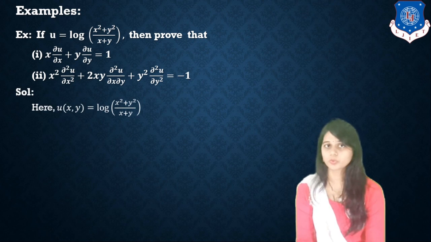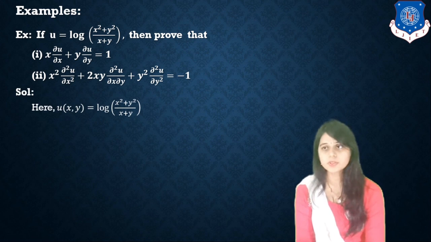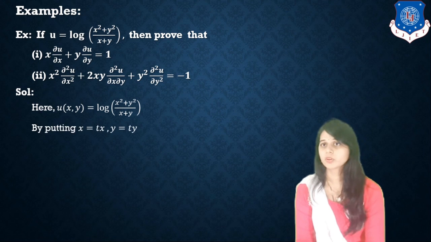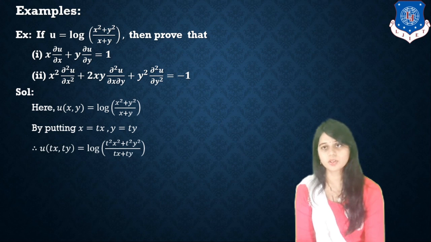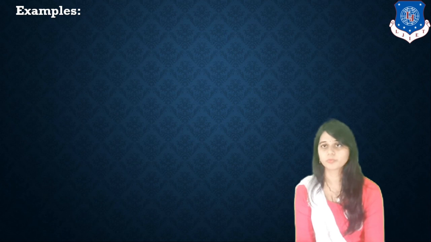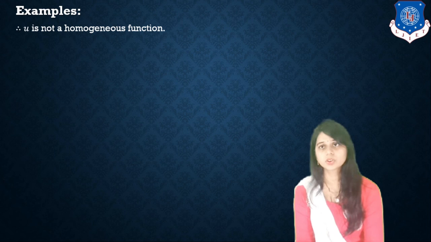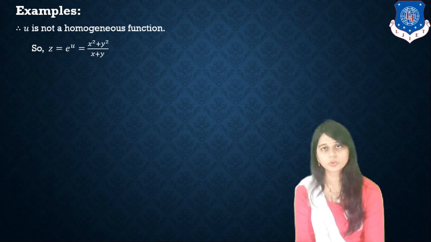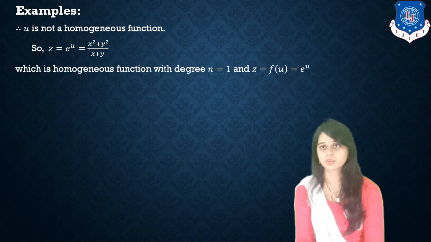Now, first of all, u equal to log of x square plus y square upon x plus y. Putting x equal to tx and y equal to ty, we get log of t square x square plus t square y square upon tx plus ty. Taking t common, we get t times x square plus y square upon x plus y. So it is log of t times x square plus y square upon x plus y. Now, u is not a homogeneous function, so we take z equal to e raised to u, which is x square plus y square upon x plus y, a homogeneous function with degree n equal to 1 and function f of u is e raised to u.